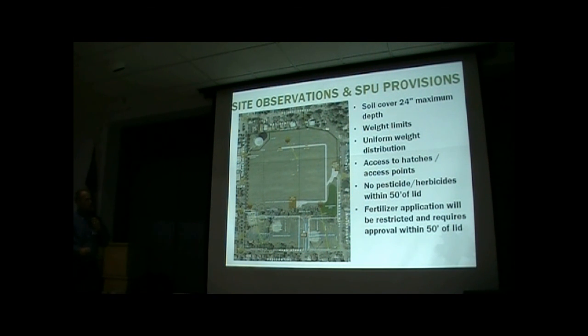No pesticides or herbicides within 50 feet of the lid. This black dash line is actually the lid, the buried reservoir. And 50 feet outside of that is our no pesticide, no herbicide zone without approval of SPU. So we have some constraints there that we have to consider on the kinds of materials and things that we use there.